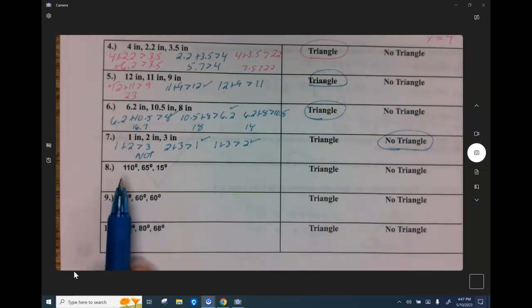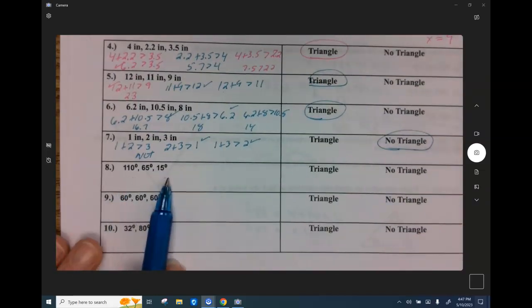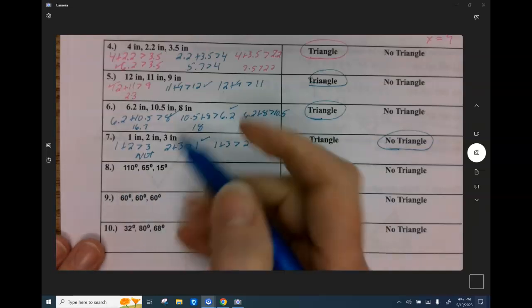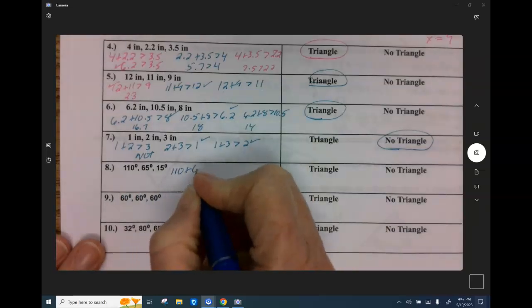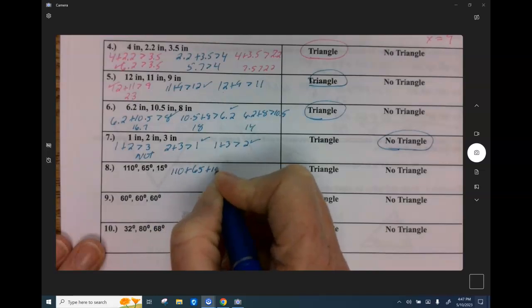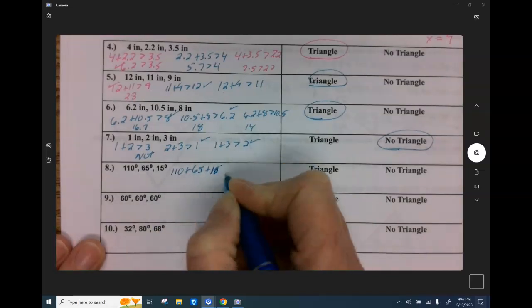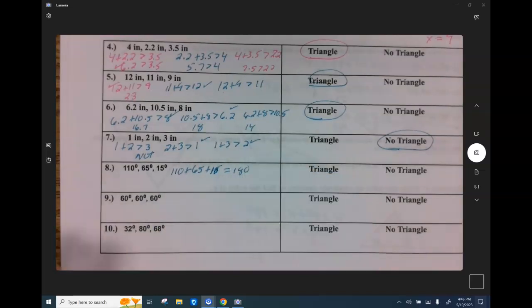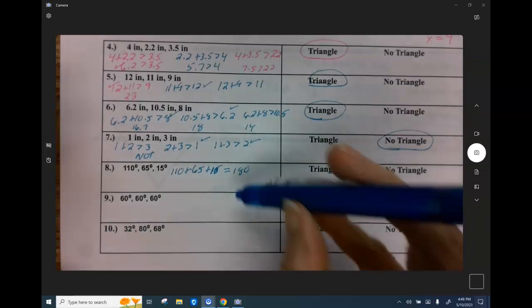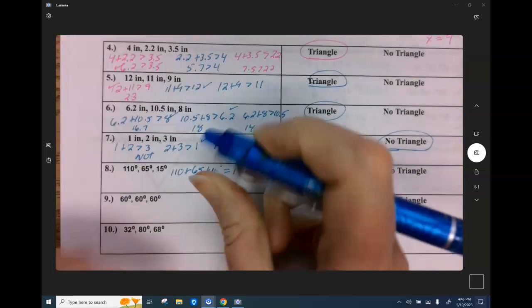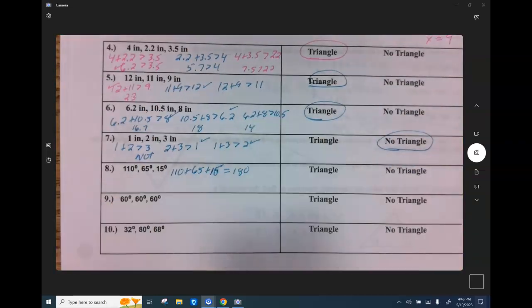Now we're going to go to angles. Remember the 3 angles? What do they have to add up to be? That's right, 180. So you're going to take 110 plus 65 plus 15, and that has to be equal to 180. Pull out your calculator. Add that up. See if that's equal to 180. That's a 15 if you're wondering, but hopefully you can see that right there.